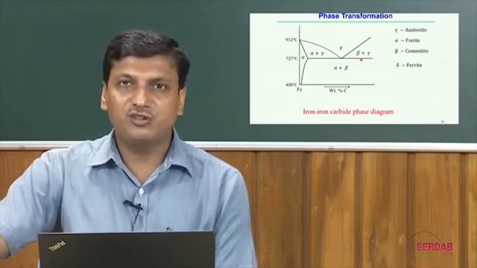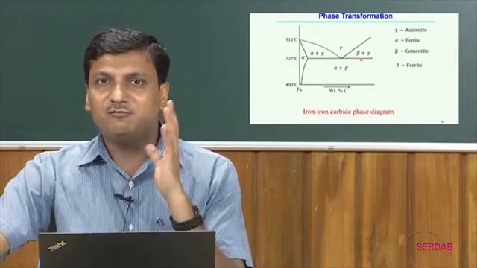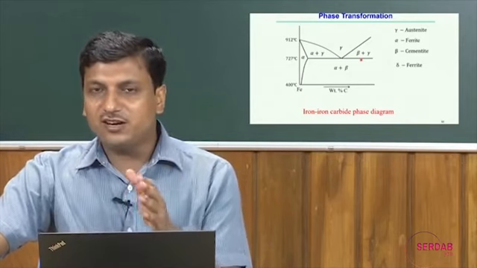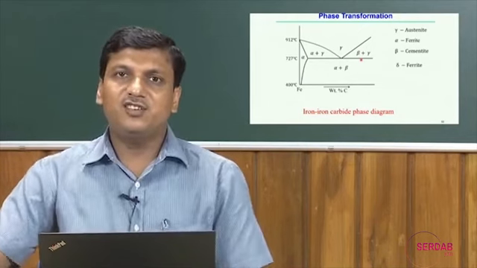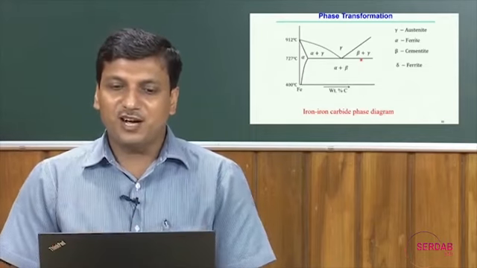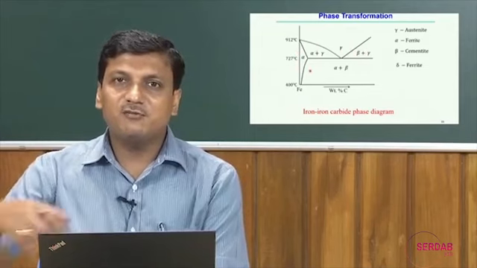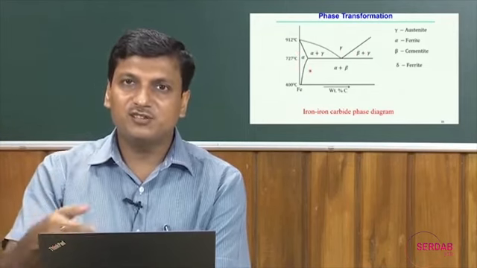So, that constitutes one phase, having the second alloying element, that means here carbon up to a certain percentage, and they constitute one single phase, the alpha phase. This alpha phase has some maximum amount of solubility of the second element, that means carbon here.